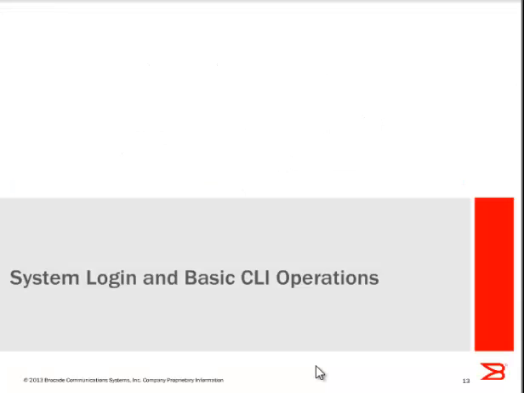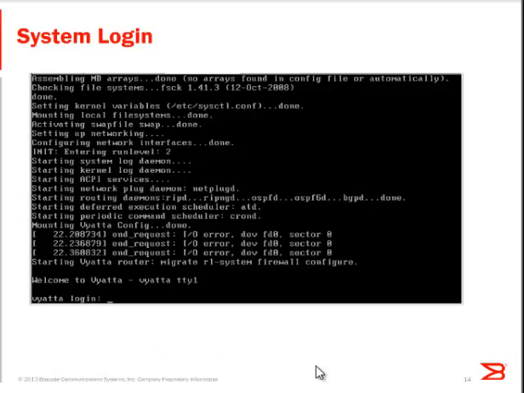Now it's time to log into the vRouter and learn about the basic functions of the CLI. As we've seen previously, the system login prompt identifies the system as a vRouter and indicates the session name, T2I1 in this case. To log in, we need a username and a password.